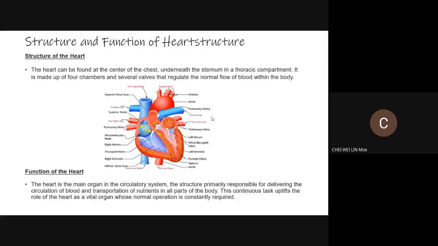The structure and function of the heart. Structure of the heart. The heart can be found at the center of the chest, underneath the sternum, in the thoracic compartment. It is made up of 4 chambers and several valves that regulate the normal flow of blood within the body. Function of the heart. The heart is the main organ in the circulatory system. The structure is primarily responsible for the circulation of blood and transportation of nutrients in all parts of the body. This continuous task upholds the heart as the vital organ.